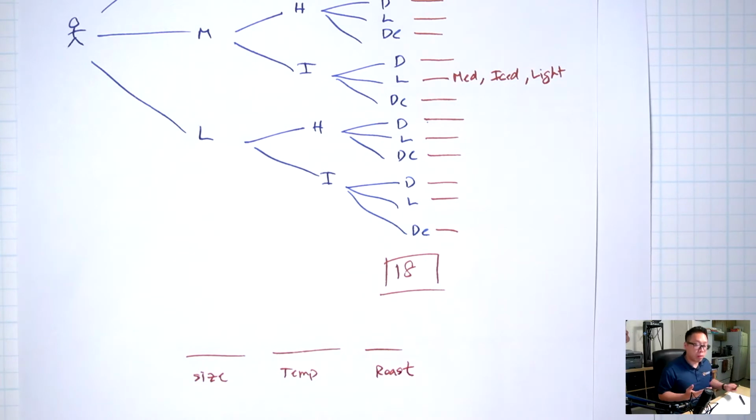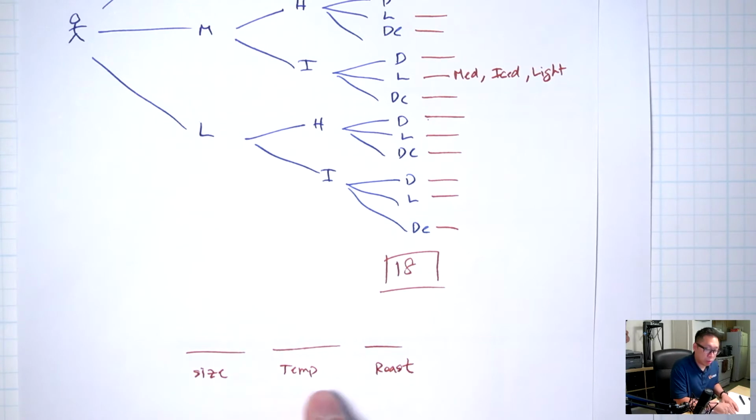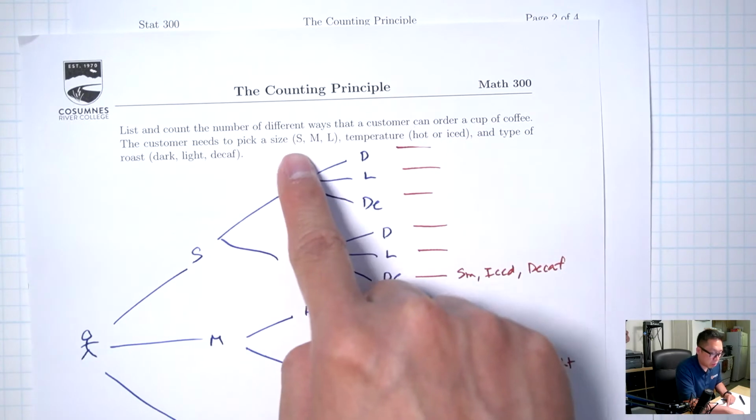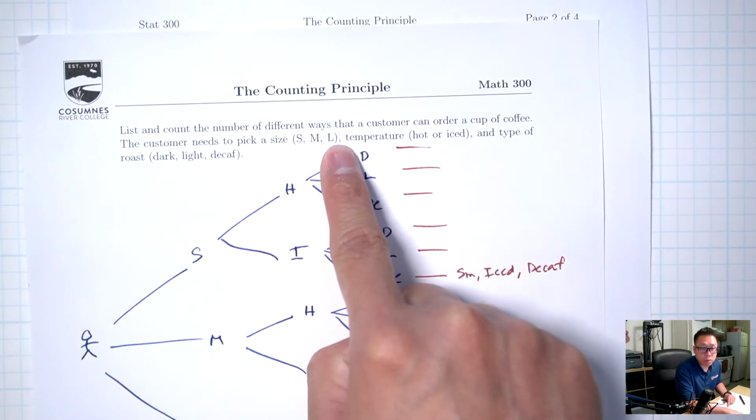So ordering a cup of coffee involves three separate parts or three separate choices that we have to make. And what you do is for each part or each choice, count how many options you have. For size, how many options did we have? For size, you can have small, medium, or large. So for size, we had three options.